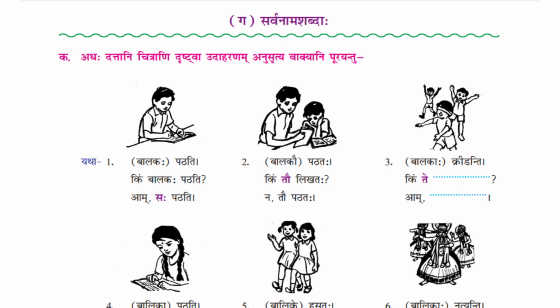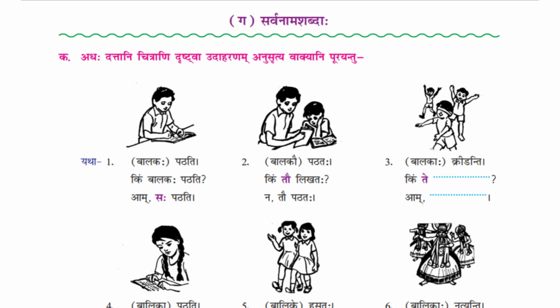So here one boy is reading or studying. Kim balakah padati, is the boy reading? Saha padati. Yes, he is reading. So we don't have to repeat the word balakaha to say that. We can say yes, he is reading. So he in Sanskrit is saha. In Ekavachanam, when we are talking about one boy, we can say he is reading, saha padati.